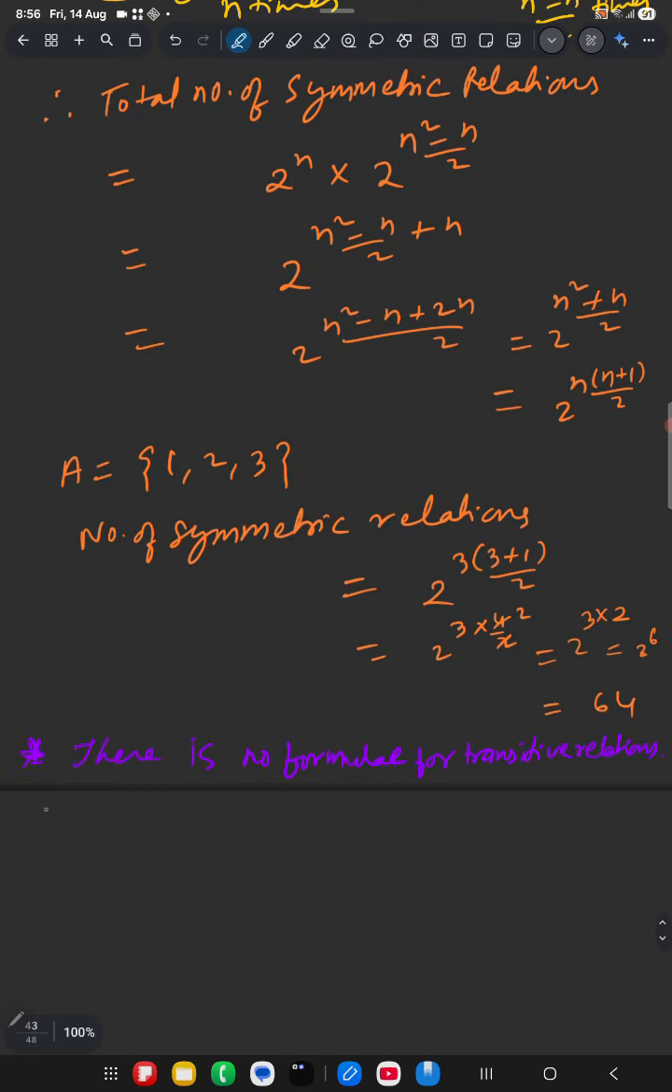And for equivalence relations, we use the Bell formula, which I have given you in my previous shorts. You can go through that.